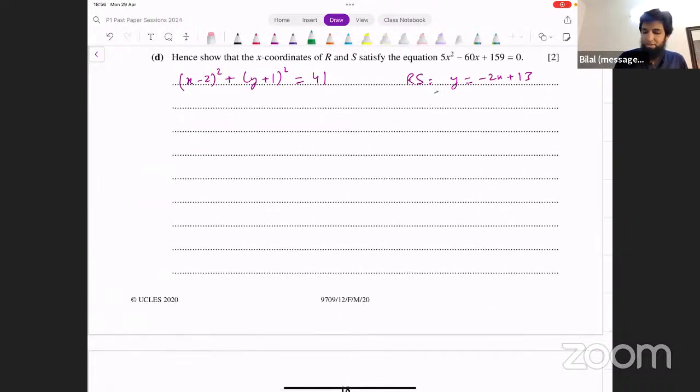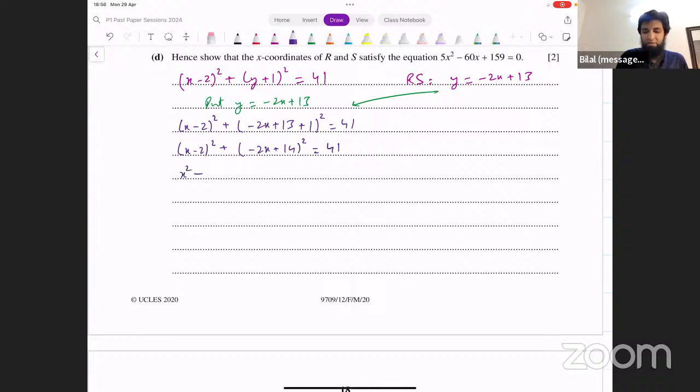Let's put this in the other equation. You say, let's input y equal to minus 2x plus 13 here. What do you get from that? x minus 2 whole squared plus minus 2x plus 13 plus 1 whole squared equals 41. Let's simplify this a little. x minus 2 whole squared plus minus 2x plus 14 whole squared equals 41.